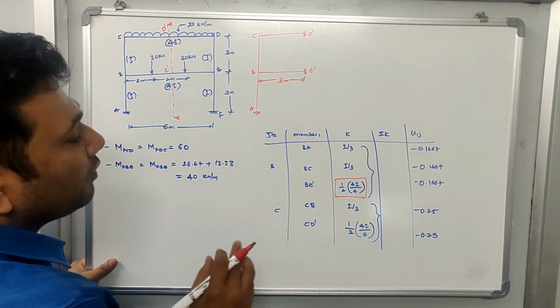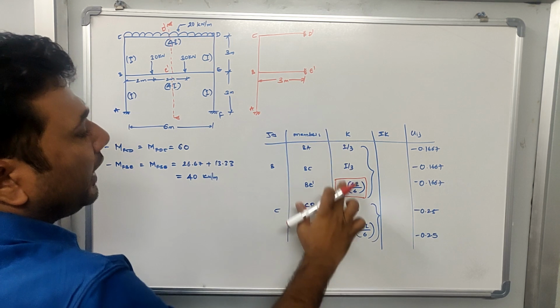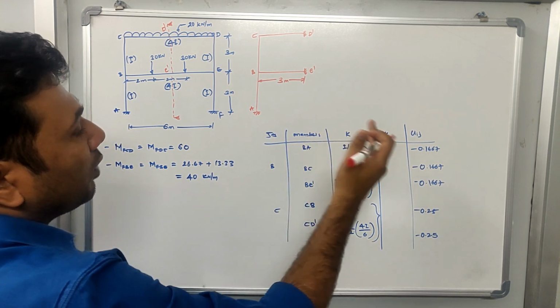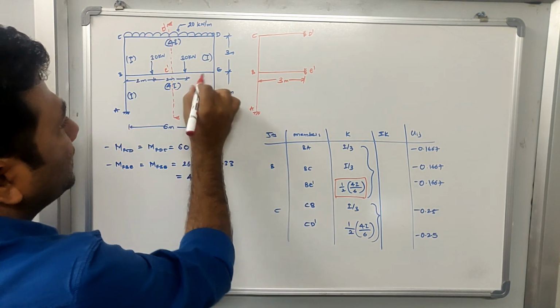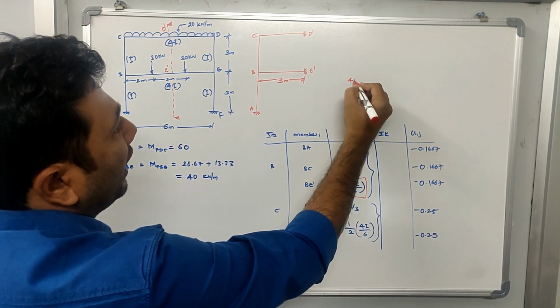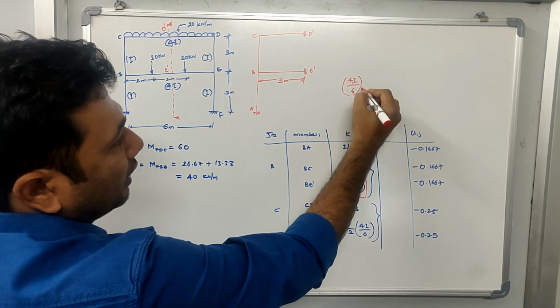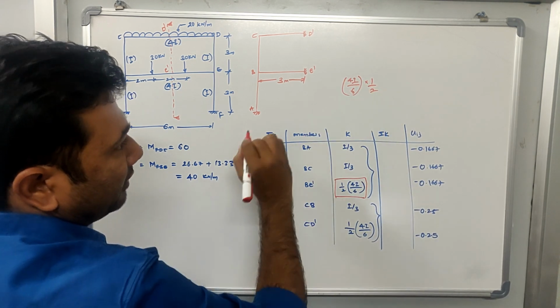Okay, so what we'll do here is we will take it as half of whatever the stiffness value of BE was. So what is the value of BE? If I find out the stiffness of BE, it will be 4I divided by 6. Okay, so we have to multiply half of that.